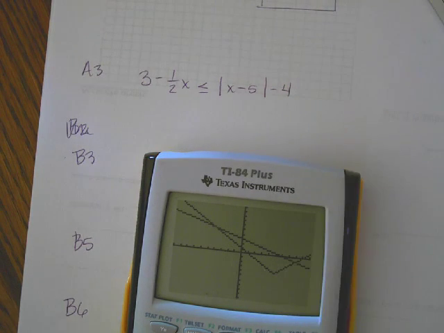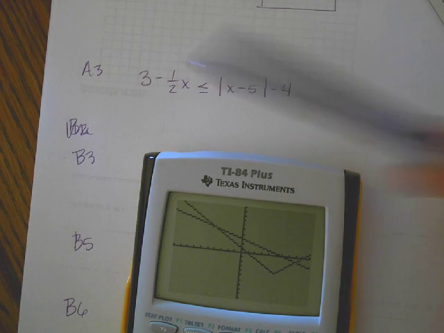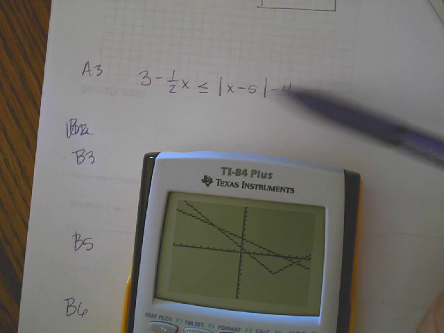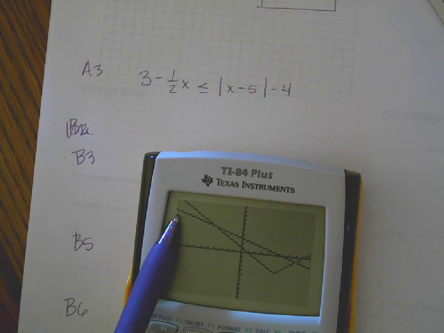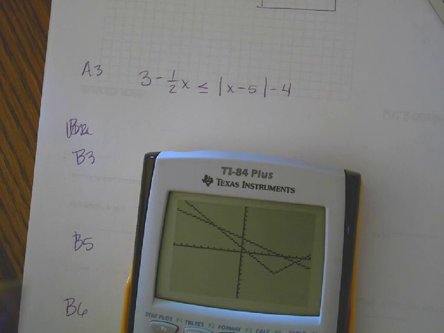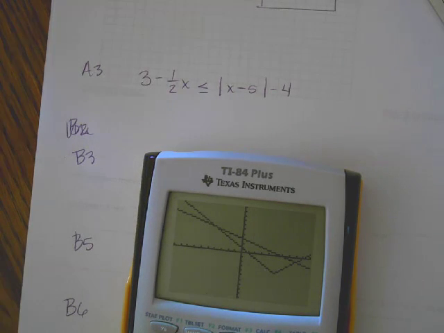And because we're looking at where the line 3 minus 1 half x is less than the absolute value equation, we're looking at this portion here and this portion up here because the line is literally below the absolute value equation. So x equals, I'm going to have to trace and I need a little bit of light.